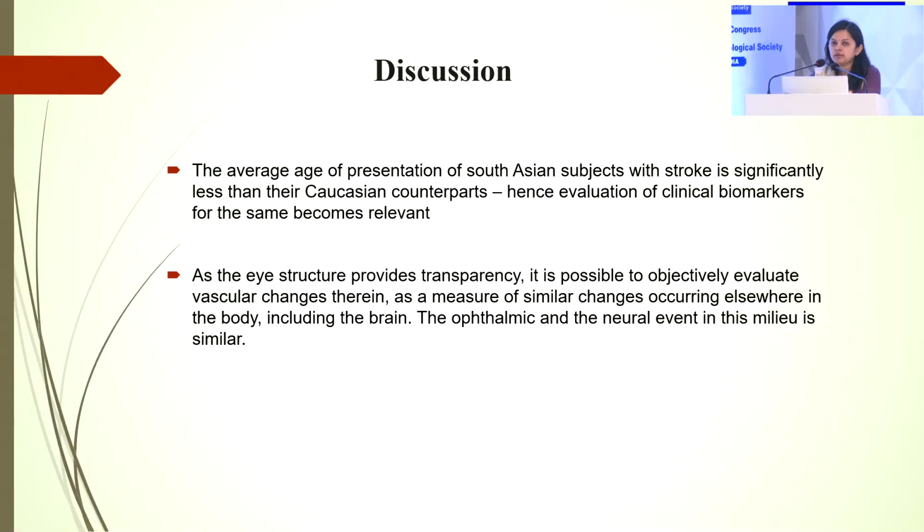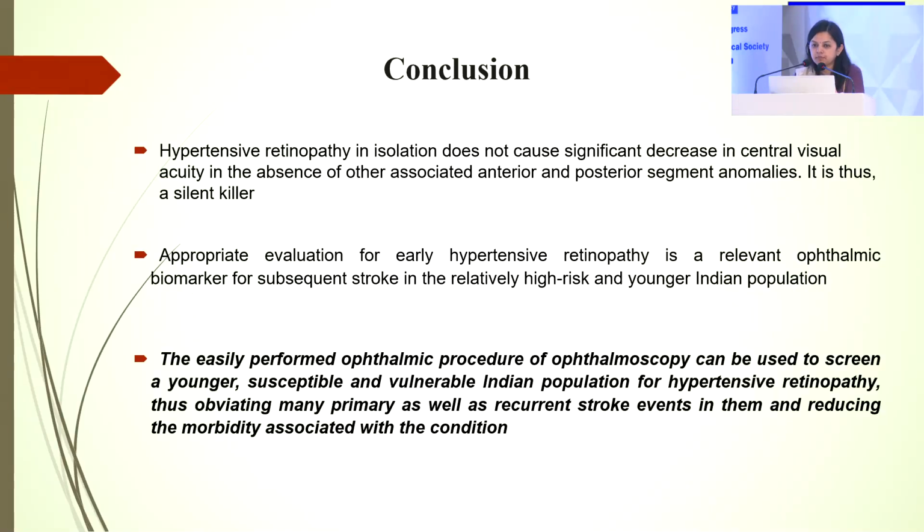Since in our cohort the average age was 50 years, which is less than the average age of presentation in the Caucasian counterparts, evaluation of clinical biomarkers becomes relevant because the patient might not have any other systemic features till then which can warn him of a future risk of stroke. Since it is easy to look into the eye, it is possible to evaluate the vascular changes of the retina, and similar changes could be extrapolated to other parts of the body including the brain, because the ophthalmic and neural events in this milieu are similar.